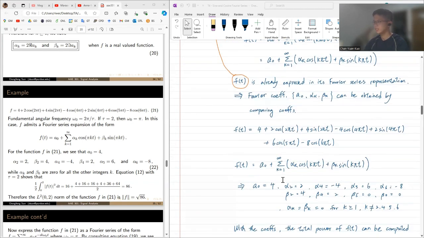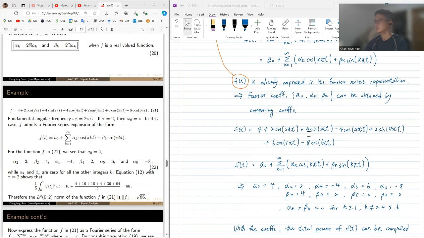And now let's do that. So first, we see that the constant 4 here will be the value of a naught. So here we have a naught equals 4. And then here we have 2 times cosine 2 pi t. So that means when k equals 2, alpha 2 is equal to 2. And here we have 4 sine 2 pi t. That means that when k equals 2, beta 2 is equal to 4.